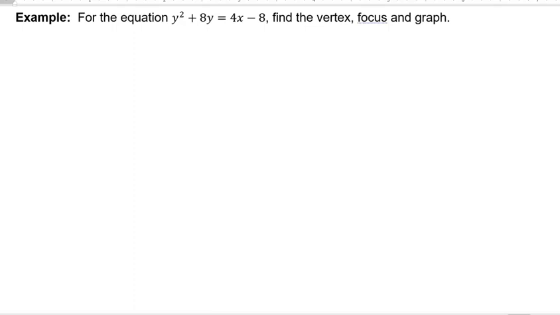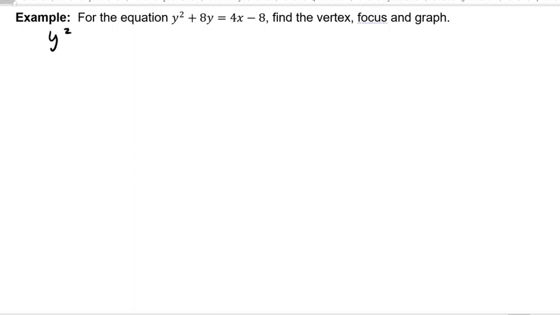So the first thing that I do when I look at this is I notice that the y has both a second degree and a first degree term, but the x has only a first degree term. So that tells me then that the y is the quadratic portion, and the y is what is going to have its square completed. So we will do a complete the square on the left.